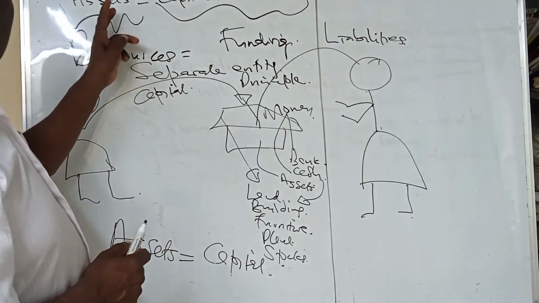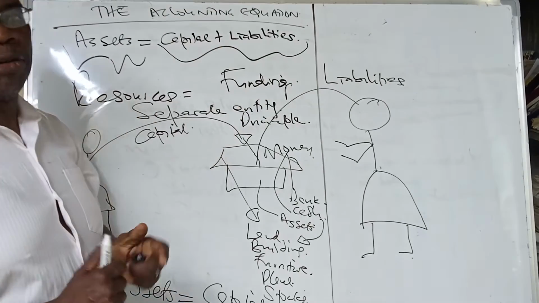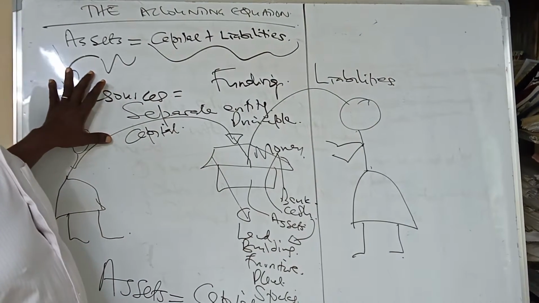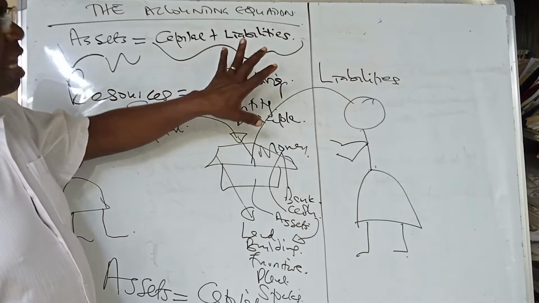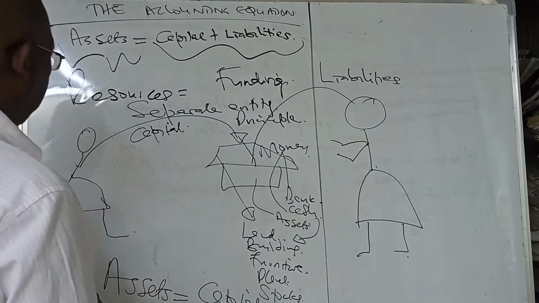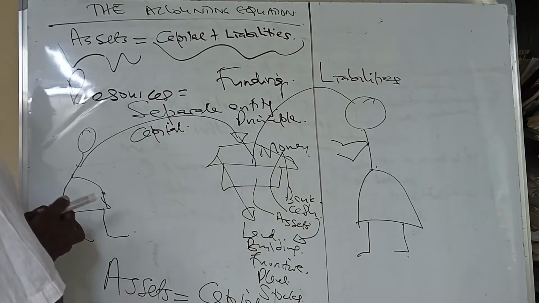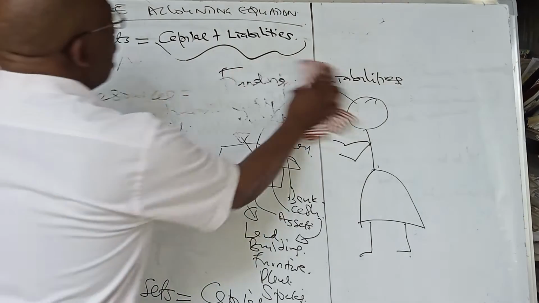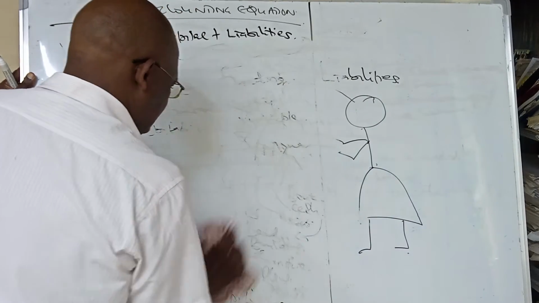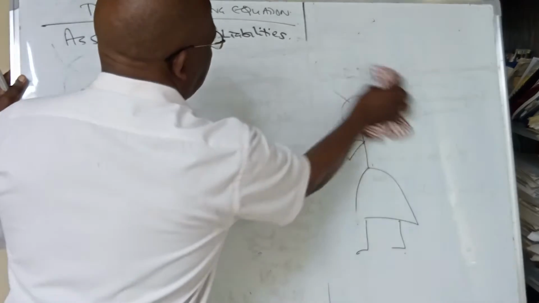A business can get resources, assets, from capital or from liability. And therefore we say the resources that a business has equal the funding, the sources of funds. So we're basically saying that the assets that a business has equal the sources of funds.